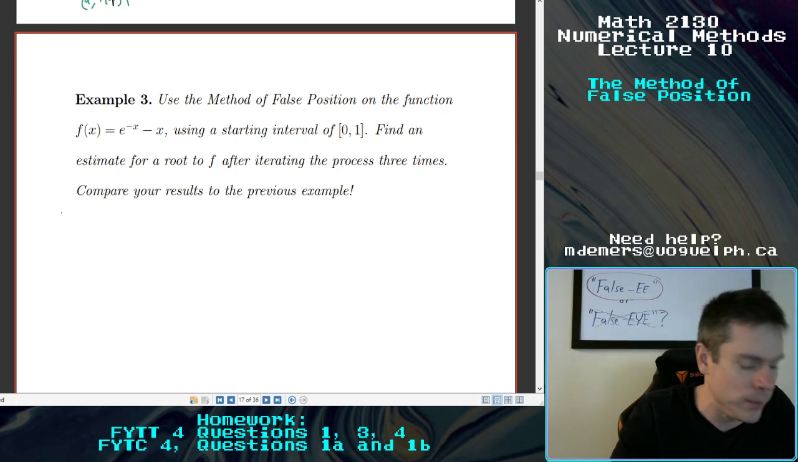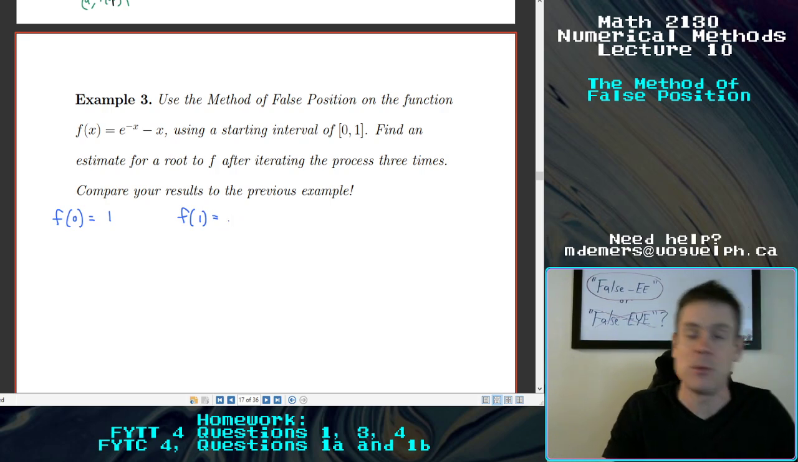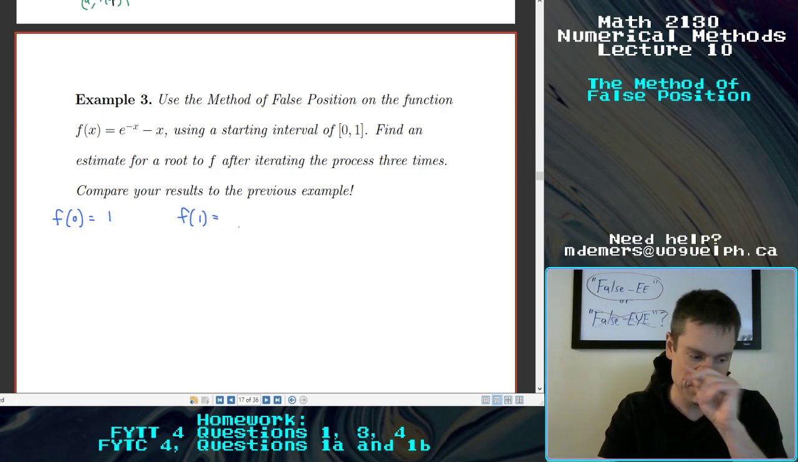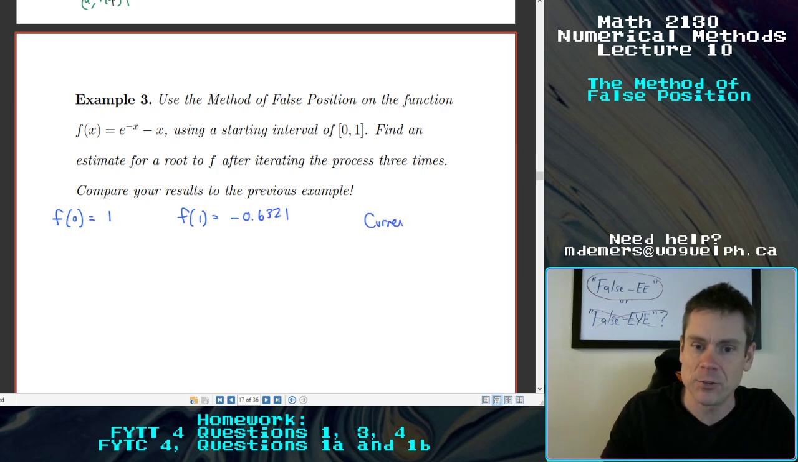So let's see, we have a couple of things that we know. We could evaluate f of 0 to start, that's 1. We could evaluate f of 1 to start. And if you throw 1 into this, and I'm using 0 and 1 because that's my initial interval, I get negative 0.6321, which I think we saw before. Our current interval is the interval 0 to 1.